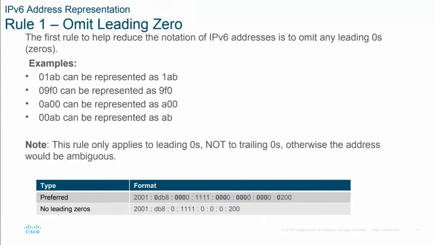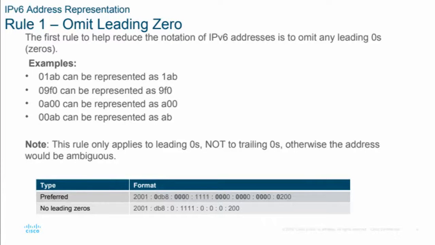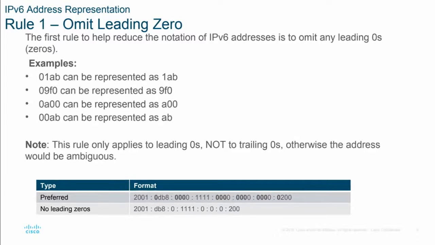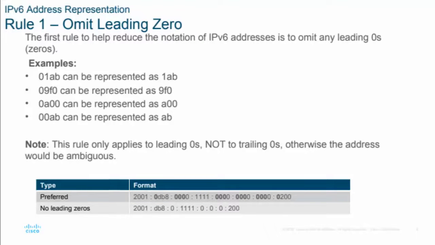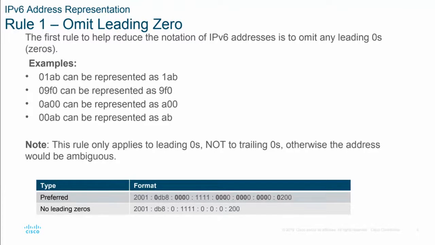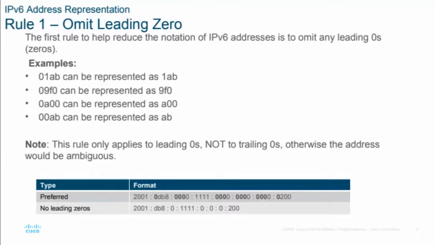Now there are some rules for writing or describing the IP version 6 address. The first rule is to omit any leading zeros. So if I have 01AB, because the 0 is on the left, it becomes 1AB. 09F0 becomes 9F0. 0A00 will become A00. That's very simple. The rule only applies to leading zeros, not to trailing zeros. Otherwise, the address would be ambiguous, of course. Only the leading zeros.